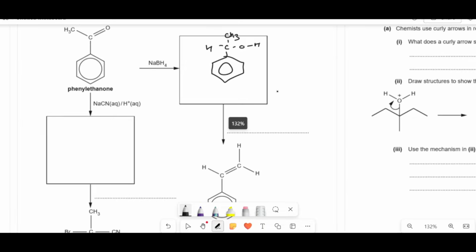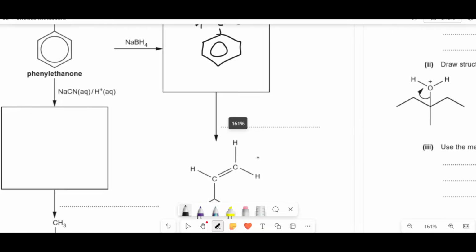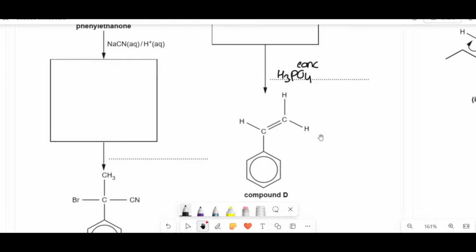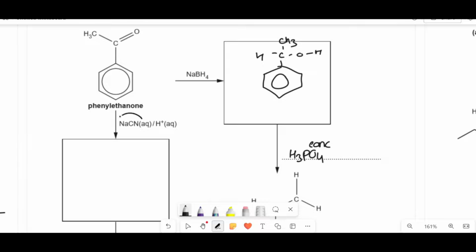Then compare them side by side, right? So from here to here, what's happened is we now have no OH, and we've now got an alkene instead. So what we've done is we have dehydrated it. We've taken water out. The way we do that is we use an acid catalyst, H3PO4, for example, or concentrated acid. There you go. That's that. Then if we have a look here, we've got phenylethene, reacting with NaCN.